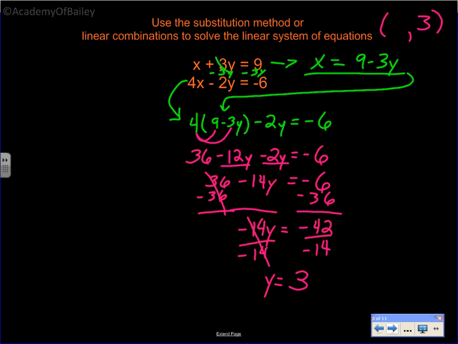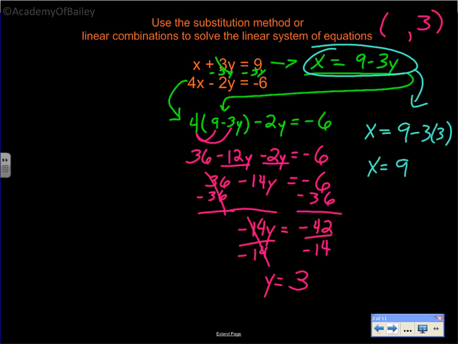So since y is equal to 3, we're going to go from here. We're going to find out what x is equal to. X is equal to 9 minus 3 times y, and y is equal to 3, so we plug a 3 in there. So x is equal to 9 minus 3 times 3, which is 9, and so x is equal to 0.